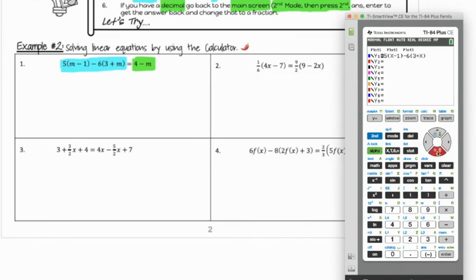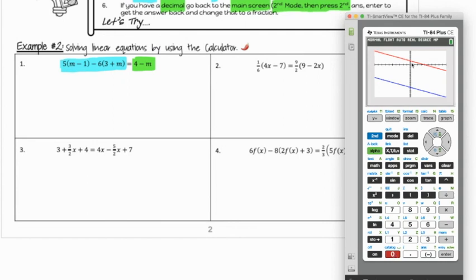In the y2, you're going to input the green highlighted one, which is my second expression. Notice I did not do any distribution or anything. I left it exactly as it is because I'm using my calculator now. The next thing that we have to do is press zoom 0. That lets the calculator graph it for me.